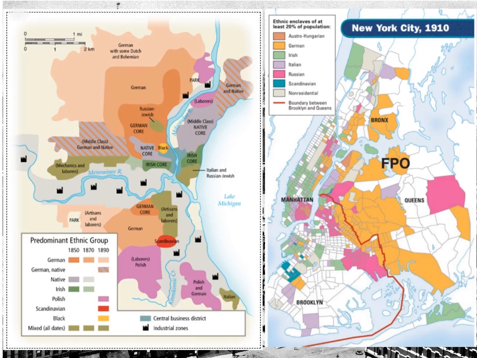In fact, New York City had more Irish than Dublin, which is the capital of Ireland, and more Germans than Hamburg. Chicago had more Poles than Warsaw, which I like to say was the capital of Poland, but there was no Poland at the time.